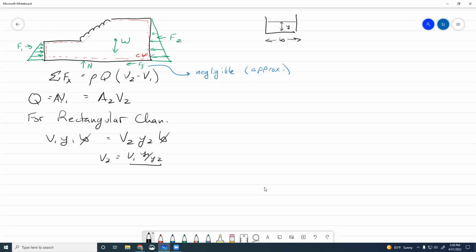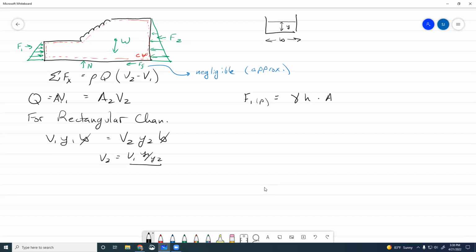And then the next thing we'll look at is our forces. If we're just looking at the x direction, we're going to look at the pressure forces. So force 1 due to pressure and force 2 due to pressure. And so I'll write that out. So F1, which is pressure, is equal to gamma, some H value times area.